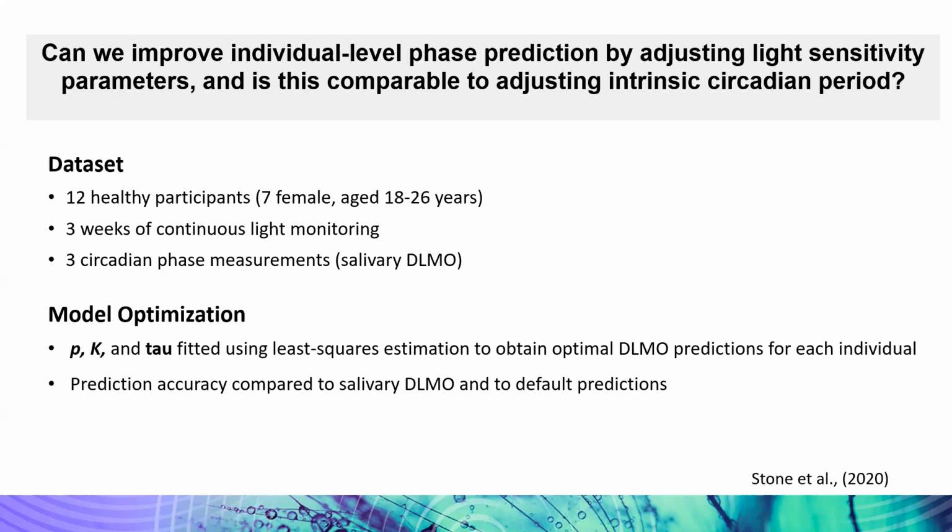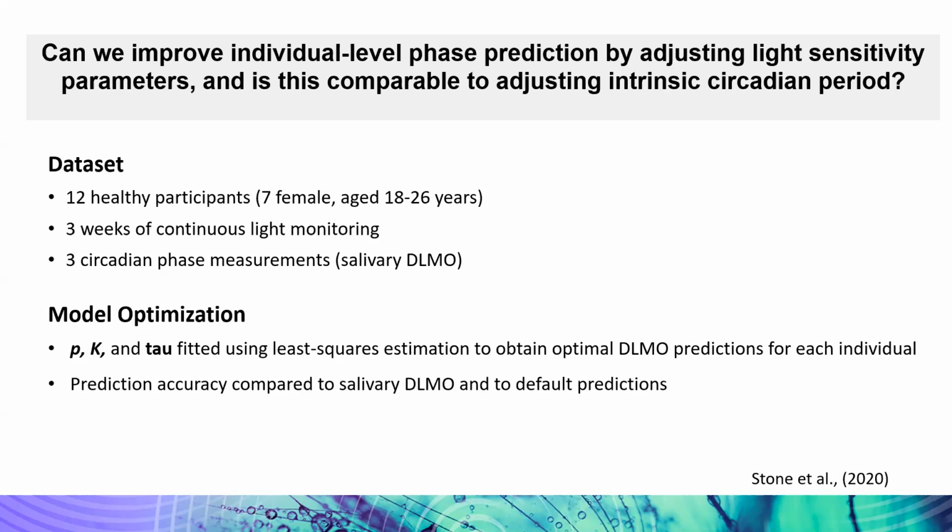And so we collected this pilot data set. It was in 12 healthy individuals. We had 3 weeks of continuous light monitoring. And what was novel about this study is that we had 3 circadian phase assessments in every individual. So what that meant was we were able to look at intra-individual variation in circadian timing, as well as inter-individual differences. And what we attempted to do was look at the model's sensitivity to 3 of the key parameters and see if we could, by fitting those parameters, improve the estimates of DLMO. And so this is a proof of concept, I would say.